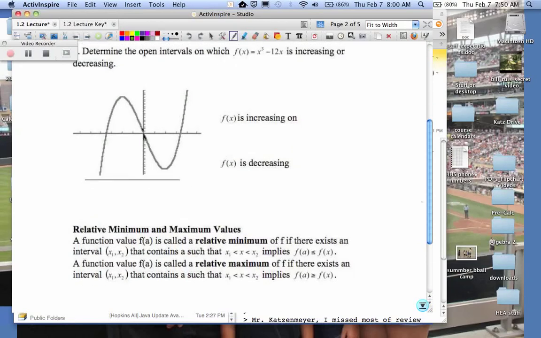Here's a function. They're telling us it's x cubed minus 12x.